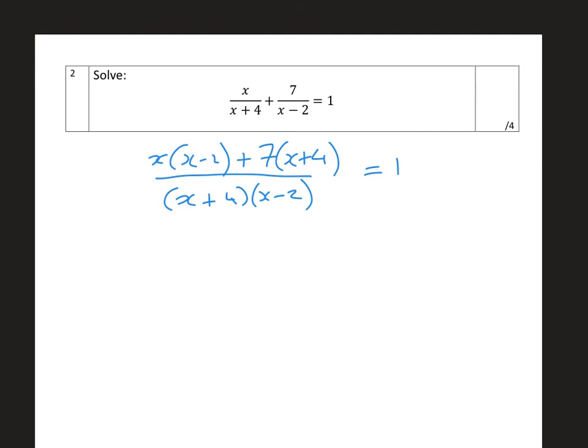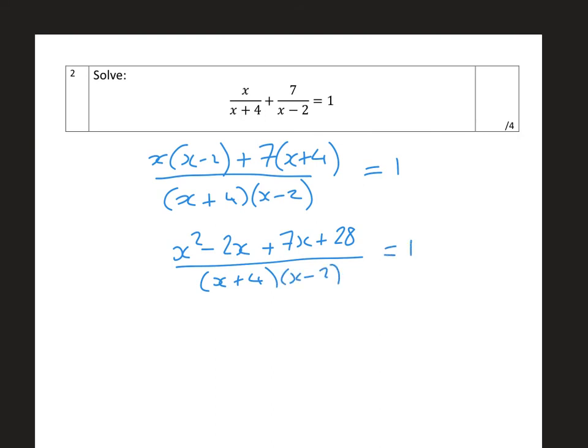And if I expand and simplify the top, I get x squared minus 2x plus 7x plus 28 all over x plus 4, x minus 2 equals 1. Then I don't like having the fractions, so I can times both sides by x plus 4, x minus 2, to get x squared minus 2x plus 7x plus 28 equals x plus 4, x minus 2.